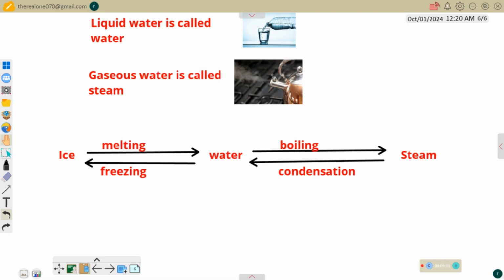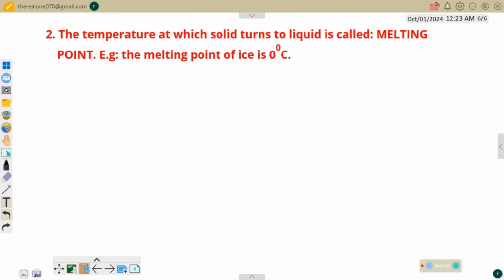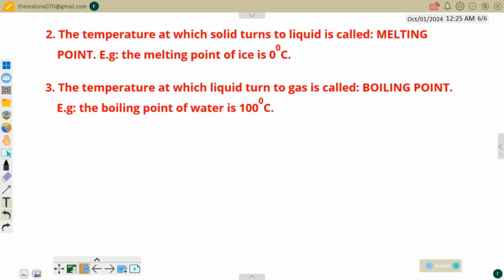Fact number 2. The exact temperature at which a solid turns to liquid is called the melting point of that solid. For instance, ice melts at 0 degrees Celsius. Until ice reaches 0 degrees Celsius, that's when it starts to melt. So the melting point of ice is 0 degrees Celsius. I mean pure ice.